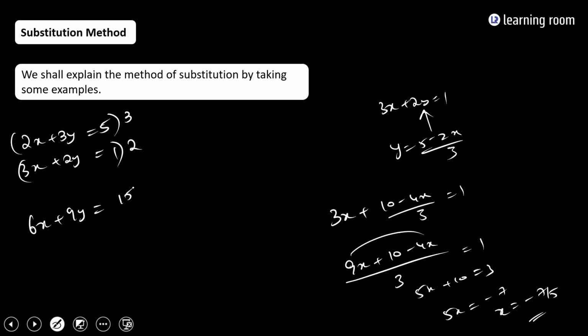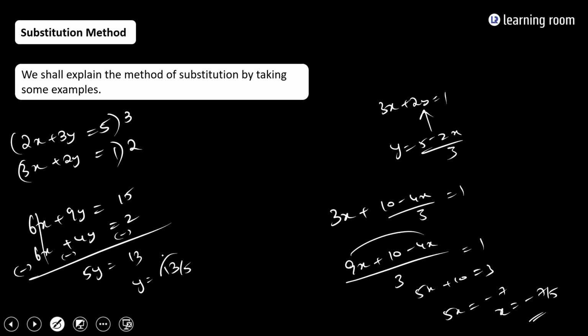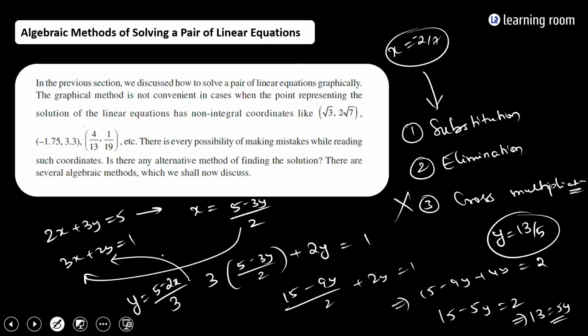Or what I can do is forget about LCM. Just take the coefficients and cross multiply them. So the next one is 6x plus 4y is equal to 2. So what should I do to eliminate 6x? I need to subtract. Minus, minus, minus. So 5y is equal to 13. y is equal to 13 by 5. Yes, y is equal to 13 by 5.